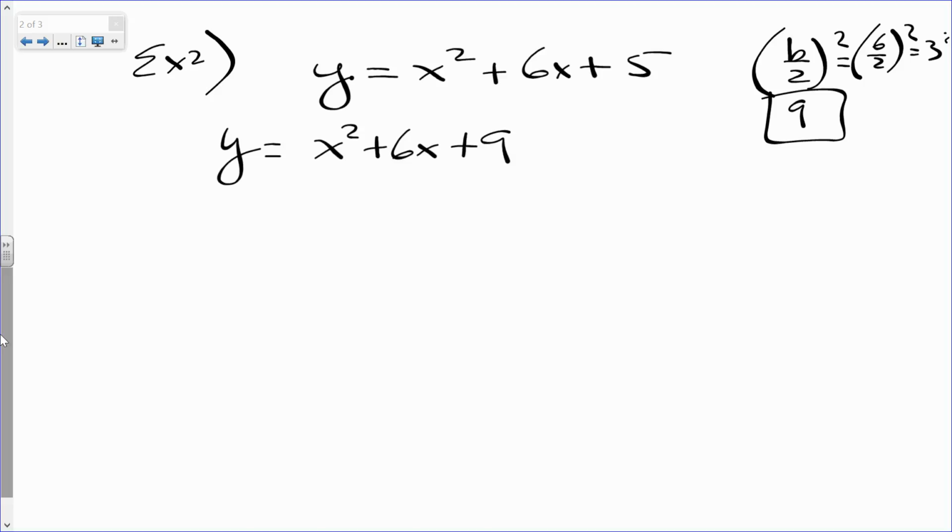I'm adding 9, but now I'm going to subtract 9 also. This way it evens it out. This way I'm not tampering with the balance of the equation.